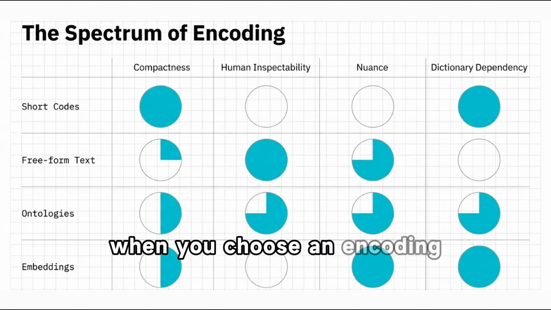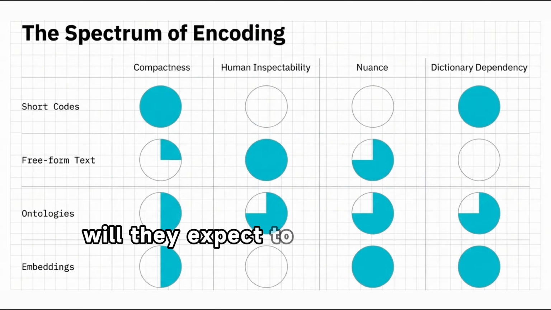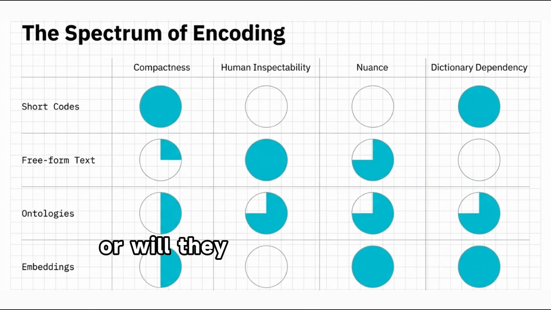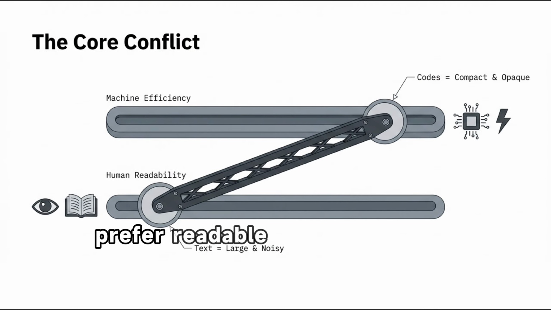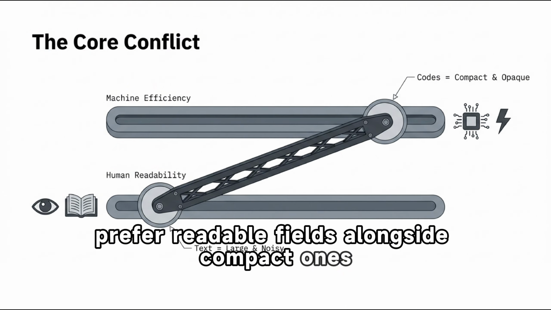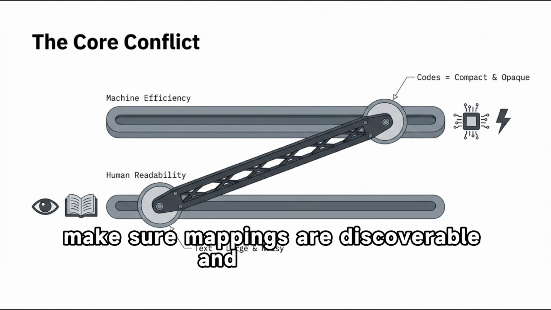When you choose an encoding, think about the next person who will use the data. Will they expect to read the value directly, or will they always transform it? If humans need to inspect it, prefer readable fields alongside compact ones. If machines are the primary consumers, make sure mappings are discoverable and versioned.